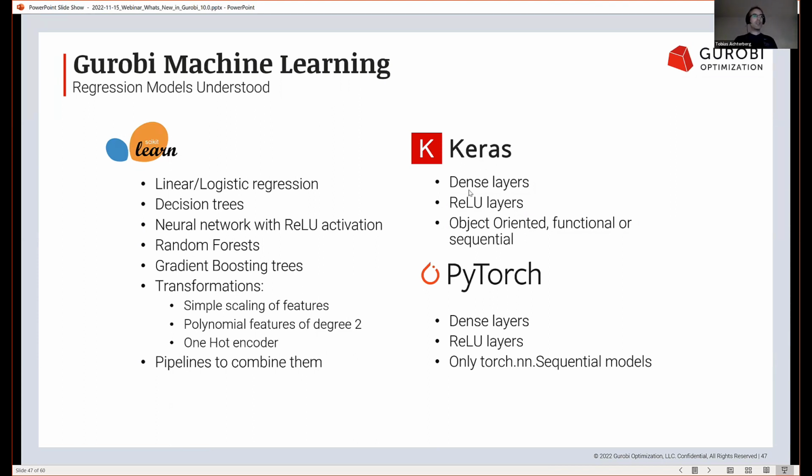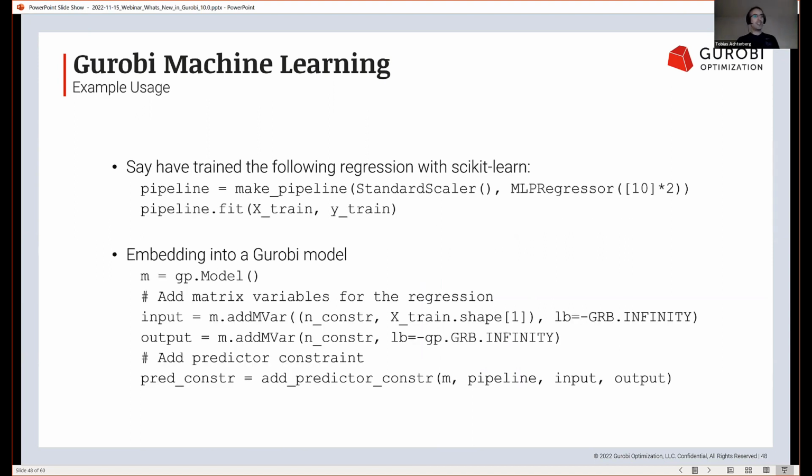And then from Keras, we support neural networks with dense layers and ReLU layers, and this is either functional, object-oriented, or sequential. And PyTorch, we also support neural networks similar to Keras, so dense layers and ReLU layers, but here we only support the sequential models for now. But you are invited to provide additional code to also support more of that stuff. This is an open source project, so we are happy if people contribute to make it more powerful. Okay, so let's look at the scikit-learn example here.